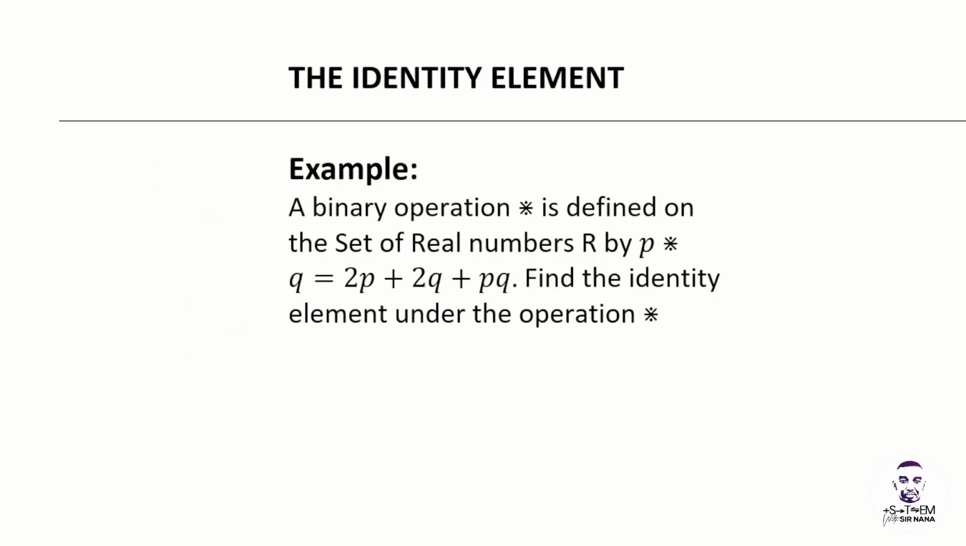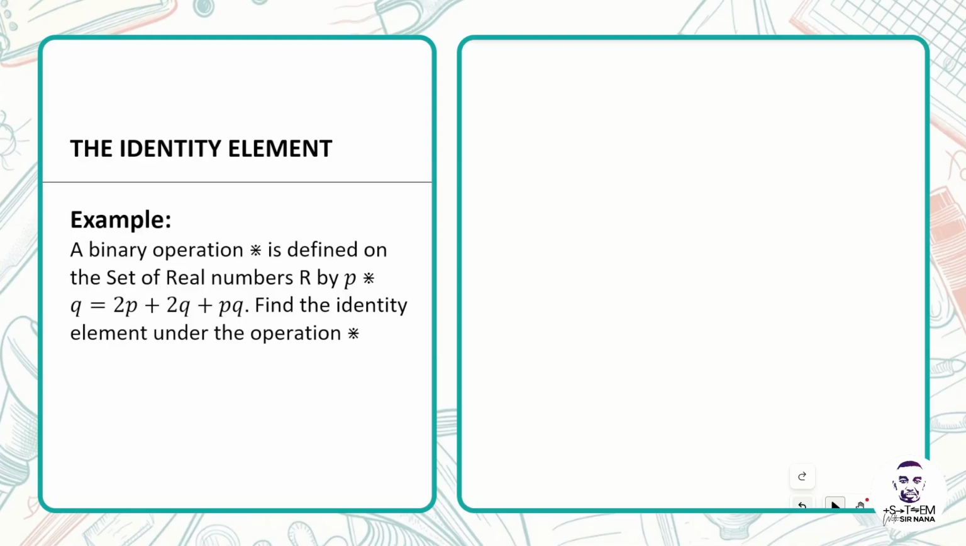Now let's consider an example. A binary operation star is defined on the set of real numbers R by p operation q equal to 2p plus 2q plus pq. We have to find the identity element under the operation star. So let's consider a solution for this question. We have p operation q, and we know p operation q is equal to 2p plus 2q plus pq.